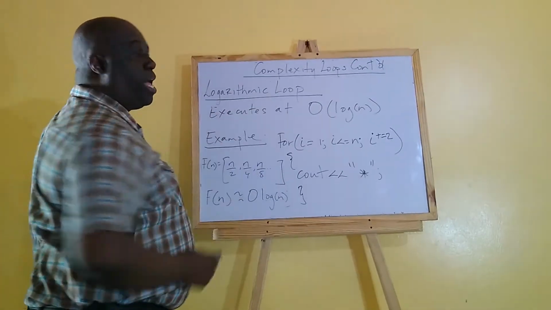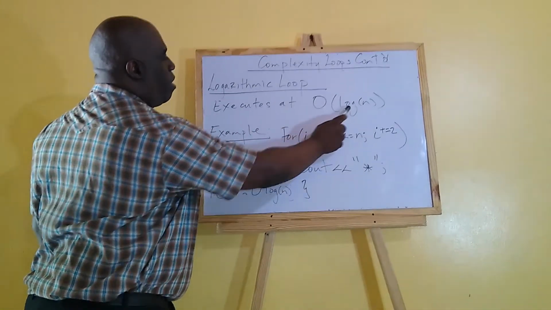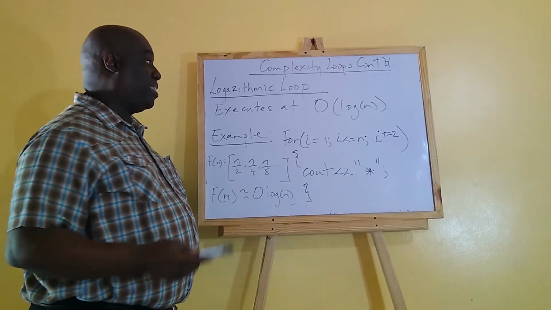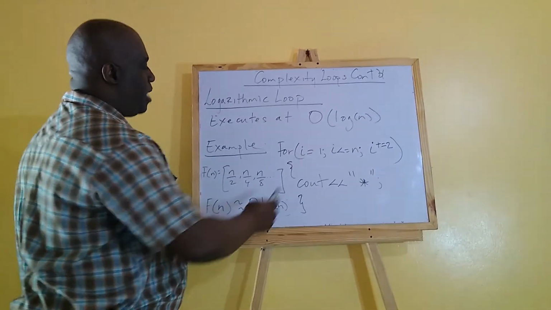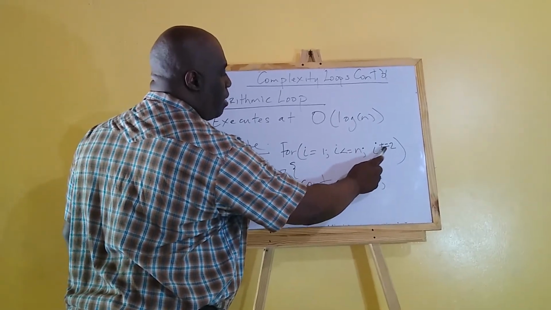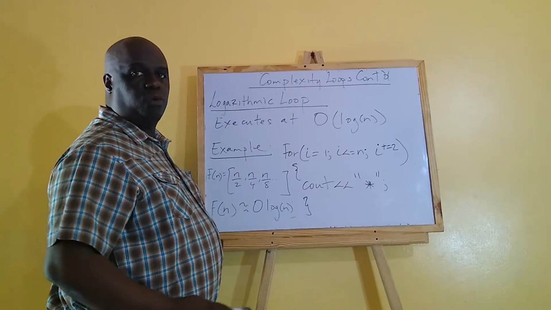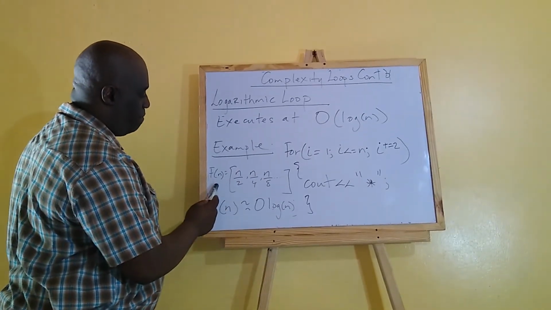The next loop we would like to look at is the logarithmic loop. This one executes at an order of log n. Of course, this is a best case outcome of a loop. Here's the example. So for i starting at 1, executing to n, each time i now increments by what? A multiple of 2, or it could be some other multiple. What it then means is that the function f of n will be what?